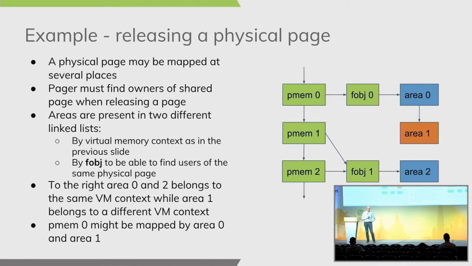If we look at the PMM 0, it's using FOB 0, and it means that it could be present in both area 0 and 1, not necessarily because maybe it wasn't referenced, but that's a possibility. So when unmapping PMM 0, we would have to check in both area 0 and area 1 if it was mapped or not.